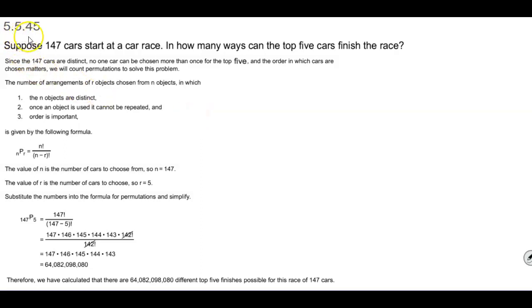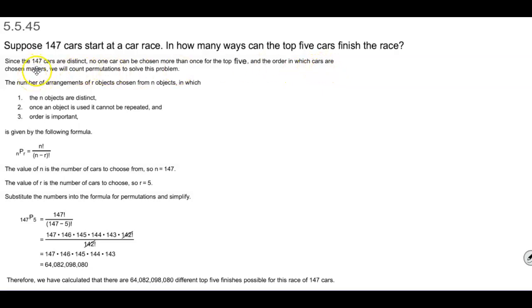In section 5.5.45, suppose 147 cars start at a car race. How many ways can the top 5 cars finish the race? Since the 147 cars are distinct, no one car can be chosen more than once for the top 5. And the order in which cars are chosen matters.